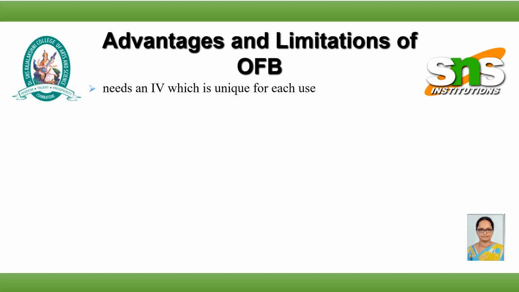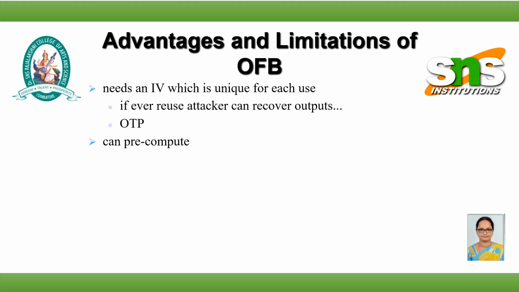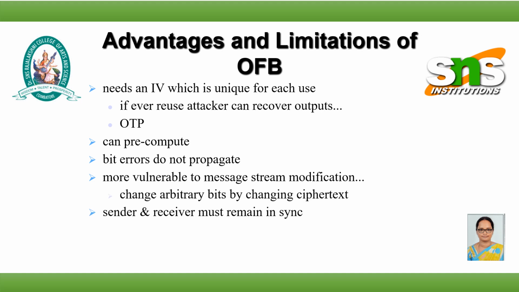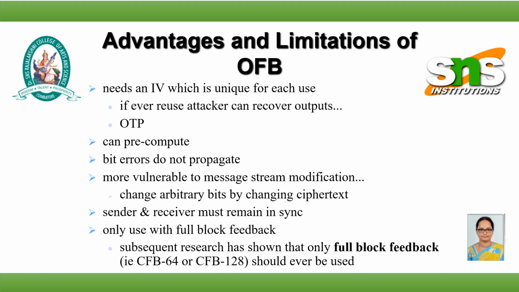Advantages and limitations of OFB: it needs an IV which is unique for each use. If ever reused, an attacker can recover outputs. OFB can pre-compute, and bit errors do not propagate. It is more vulnerable to message stream modifications: an attacker can change arbitrary bits by changing the ciphertext. Sender and receiver must remain in sync. Only use with full block feedback. Subsequent research has shown that only full block feedback should ever be used.